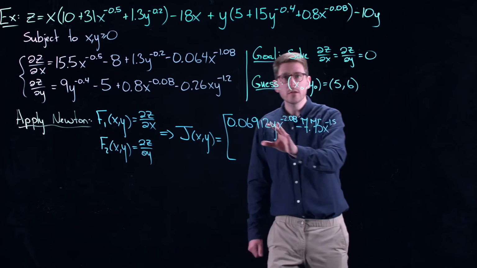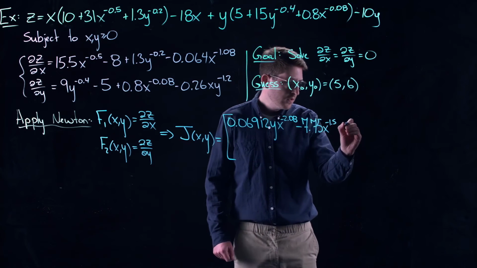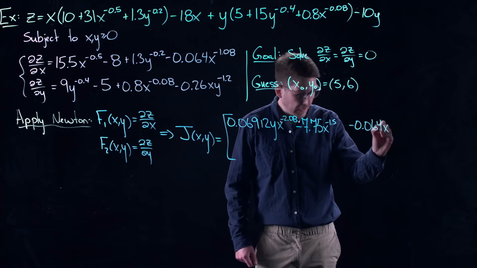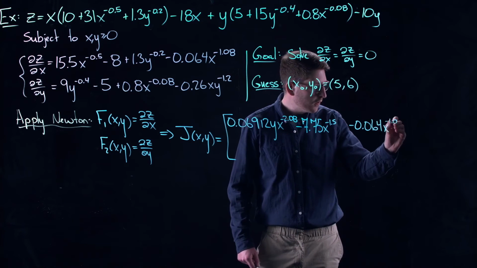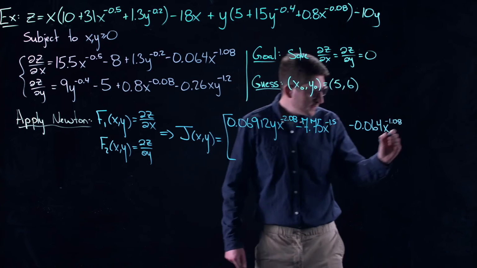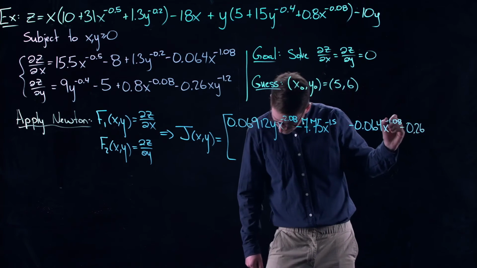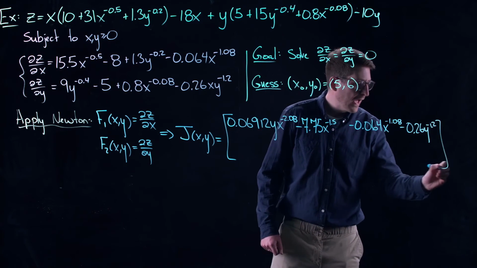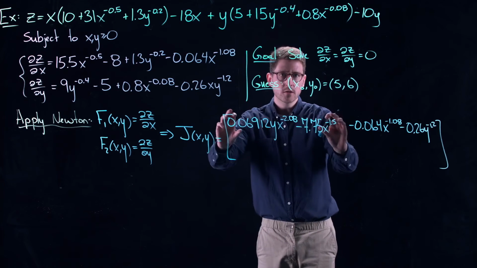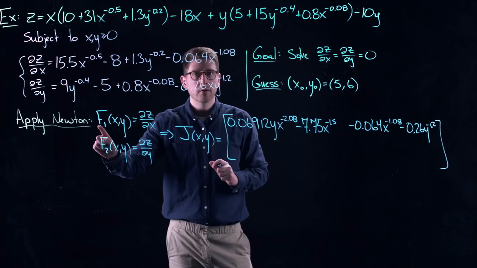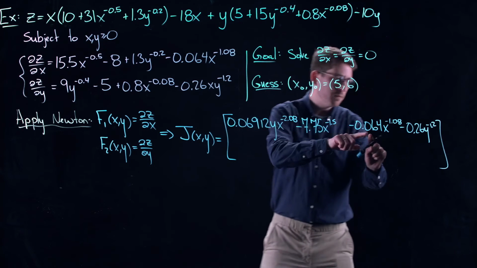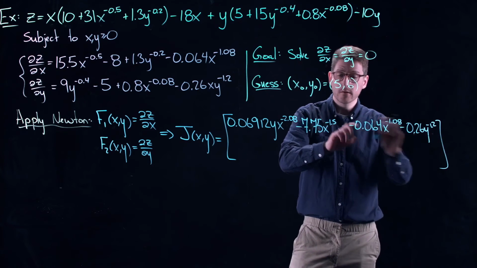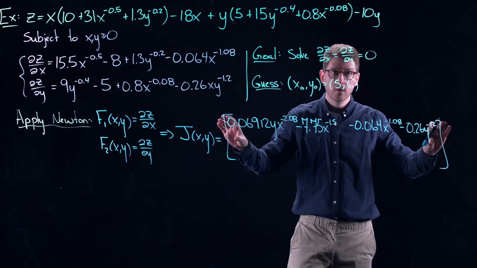So you should do these yourself and make sure you're getting the same numbers. And then minus 0.064 x to the minus 1.08 minus 0.26 y to the minus 1.2. Okay, so that is here. These two terms are the partial derivative of f1 with respect to x first, then the partial derivative of f1 with respect to y. Okay, so that's the gradient of f1 in the first row.